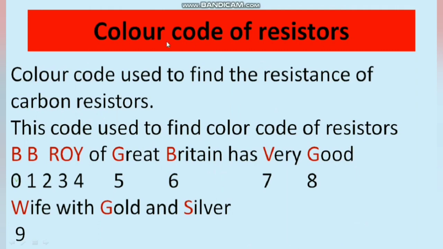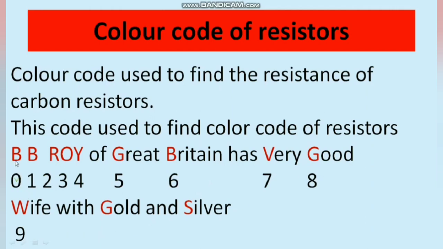Now let us see the color code of resistors. You have to remember one code that helps to find out the resistance of a resistor. The code is BB Roy, a very interesting code. The BB Roy of Great Britain has a very good wife with gold and silver. In this, what do we have to remember and what is important?